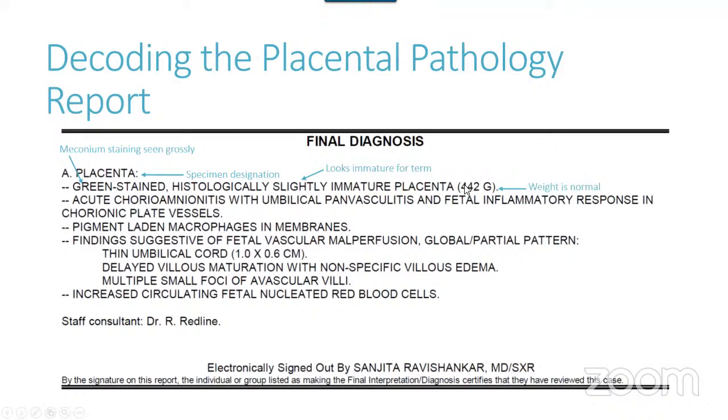The weight is normal, so we just list the weight here. If the weight was abnormal, we would then have another semicolon and describe in what way the weight was abnormal, whether it was less than 3rd or less than 5th or greater than 90th, 97th, etc.